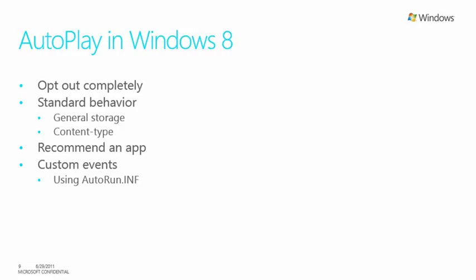So for AutoPlay in Windows 8, there are a couple of different ways you can approach it. The device can opt out completely. You could invoke some standard behavior, where there's standard behavior around general storage and also around a device with a certain content type on it. For example, a DCIM folder on a camera or video camera, or even just a simple storage device. If you actually build the DCIM structure onto the device, we would see that as an imaging type device. You can also recommend an app, or you can provide custom events using autorun.inf. And we'll get into each of these in a little more detail here.